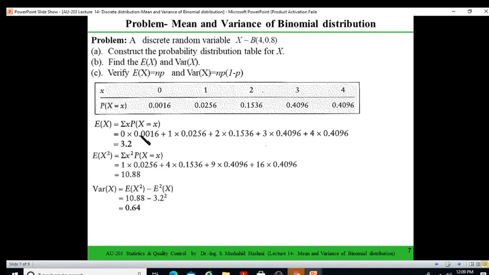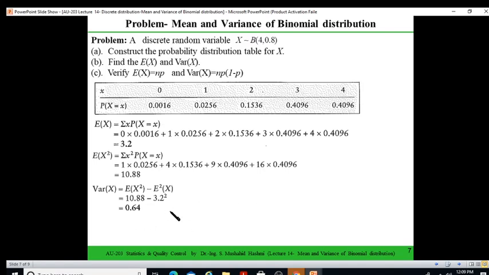So expected value of x is 3.2, then take the whole square. The expected value of x square is calculated by multiplying: x is 0, so 0 squared is 0 into 0.016; 1 squared is 1 into 0.0256; 2 squared is 4 into 0.1536; 3 squared is 9 into this, and so on. So you will be able to calculate the variance of that.